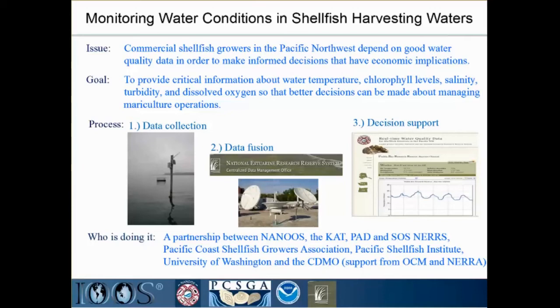And I'll throw out a tidbit. I'm going to come back to this at the end to introduce what is the fourth critical element of ensuring the maximum use of your monitoring data to address societal needs. So we've gone from beach swimming and public health in the southeast to shellfish harvesting in the Pacific Northwest.